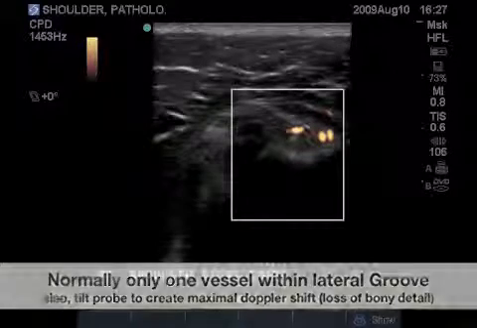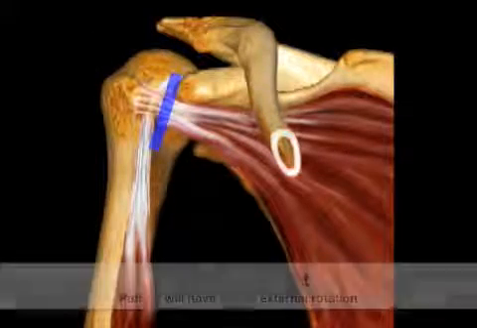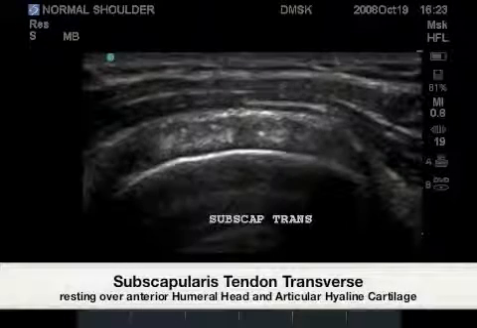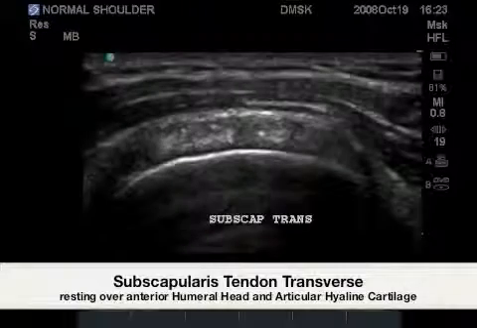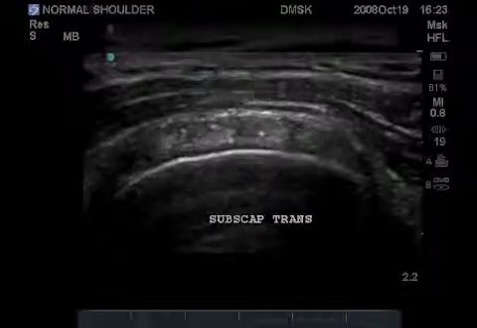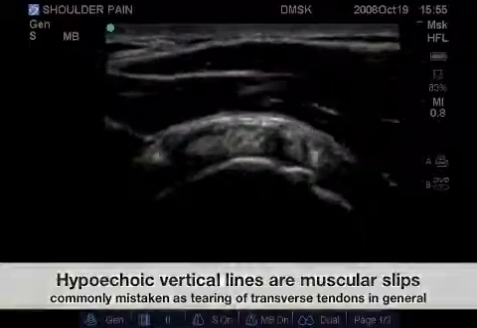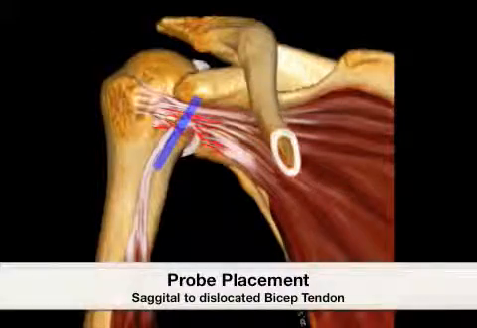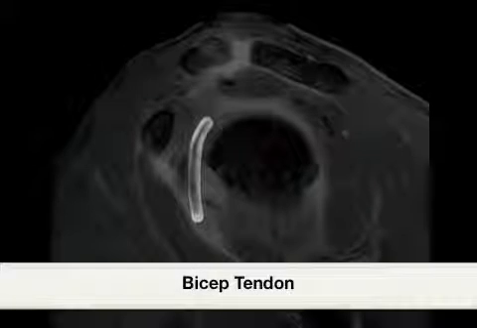In this case study, I would like you to recognize the transverse subscapularis anatomy primarily so that we can distinguish the dislocated bicep tendon from where a normally situated subscapularis tendon should be. The vertical hypoechoic lines are not tears, but musculotendinous slips. We will orient ourselves to the long axis of the biceps tendon. Here in this MRI correlation over the anterior humeral head, we have highlighted the bicep tendon, coursing over the humeral head where it should be in the normally situated bicep groove.